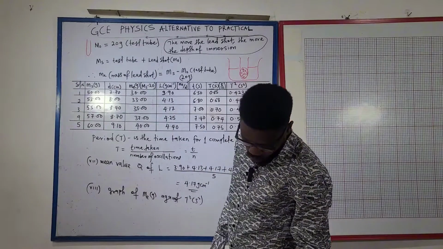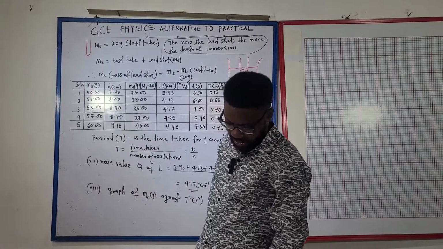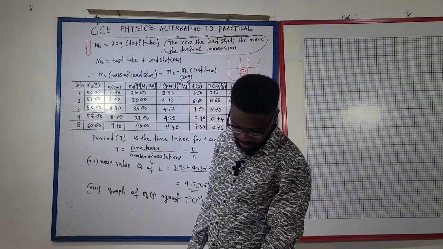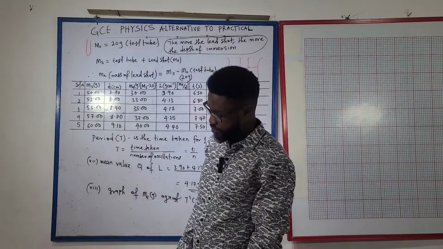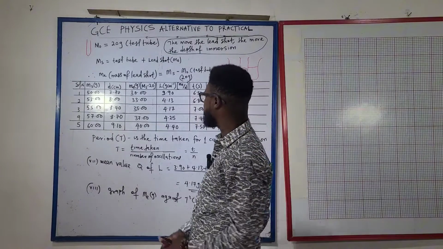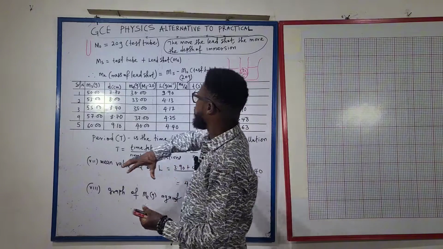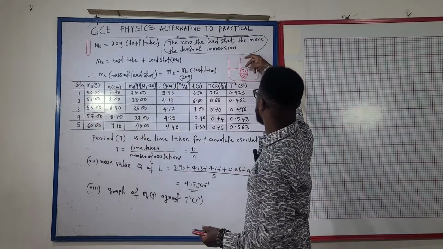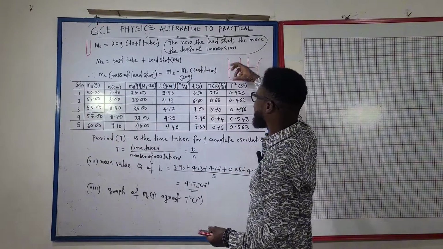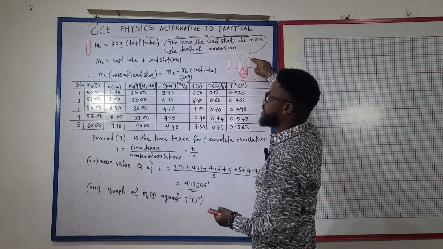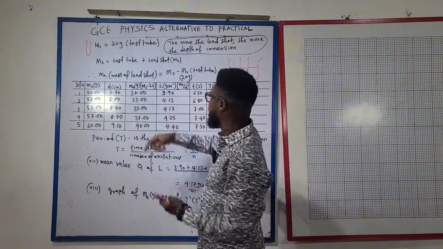For Roman figure 4, we were told to evaluate in each case ME, that's the mass of the lead shot. Now, the mass of the lead shot is actually the mass of the setup, the lead and the test tube taken together, take away the mass of the test tube. That's what you see here.